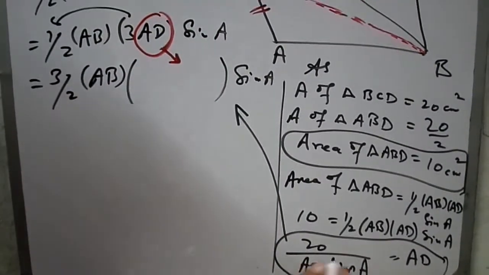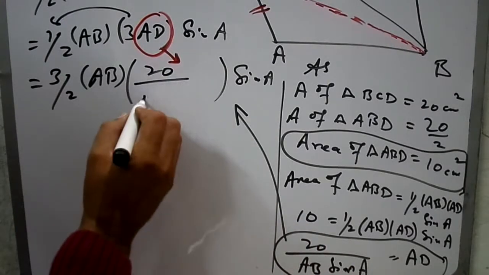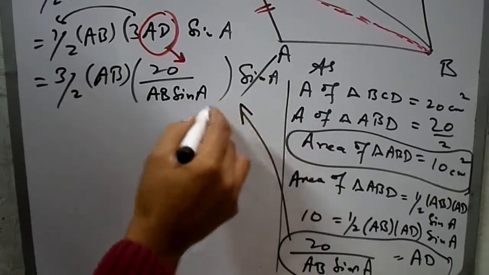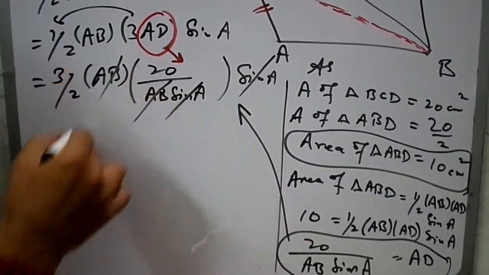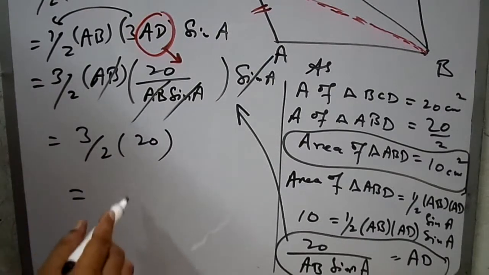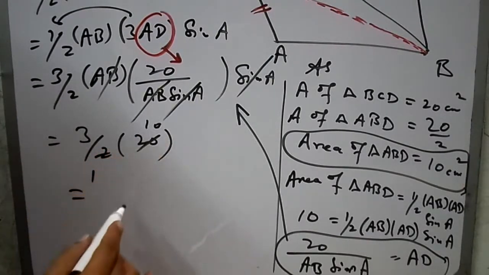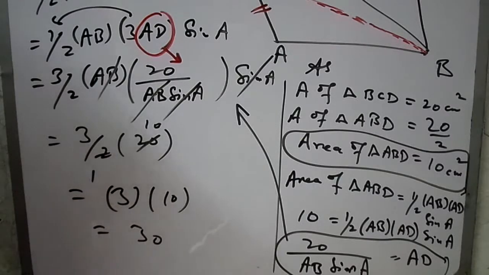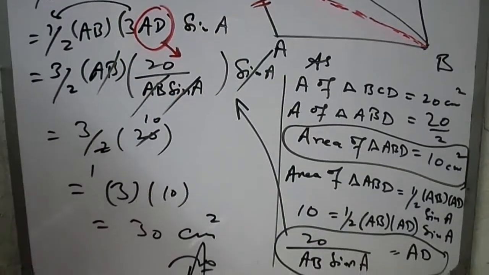So the value of AD is 20 by AB sine A. So sine A will be cancelled with this one, AB will be cancelled with this one, and you will get 3 by 2 into 20. So 10 to the 20, 3 into 10, you will get 30. So 30 centimeter square is your result. That is your required area of the triangle ABE.